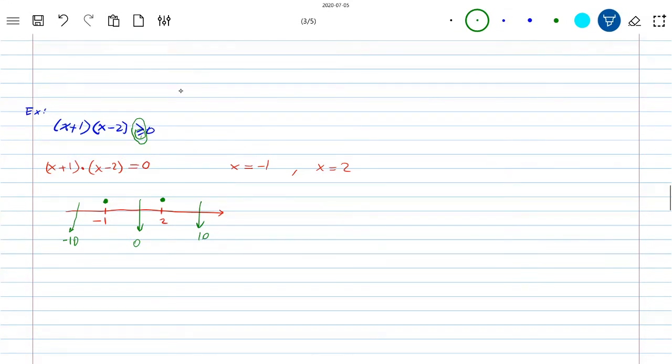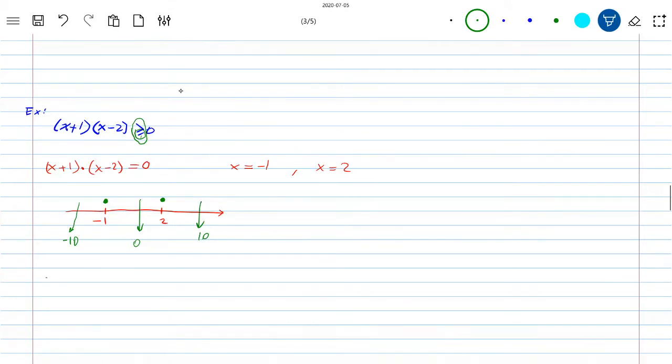Normally it's better to pick numbers that make it easier. 10 maybe is not a good choice, 3 might be a better choice. But I'm just showing you that you have the option to pick any number that you want. What do I do with these test points? I will replace them into the original inequality.